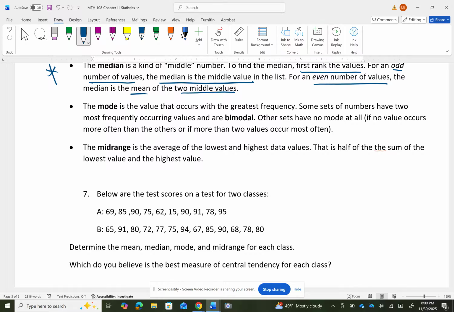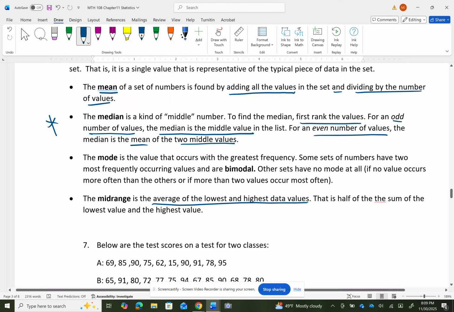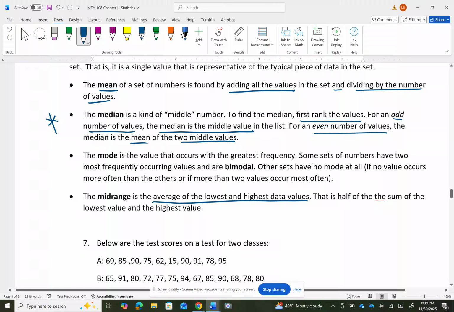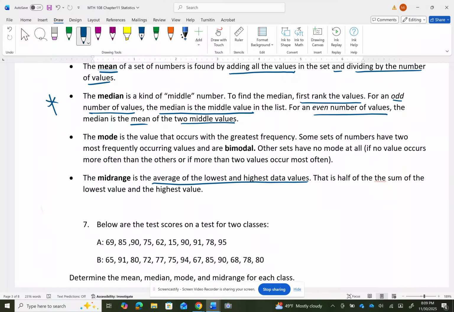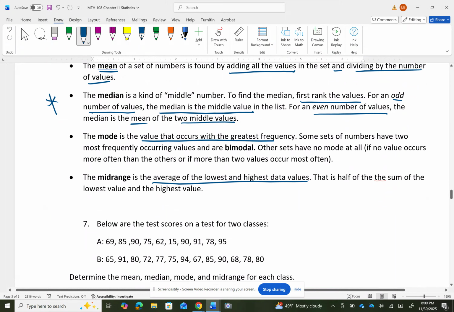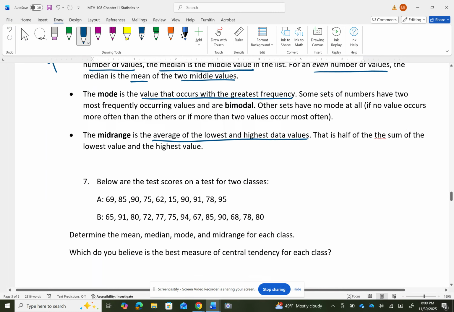And then the mid-range might be unfamiliar to you. That one's not as common. For that one, you just average the lowest and the highest data values. So mean is what you typically do to figure out your average test grade for a class. Median would be the middle number. Mode would be the value that occurs most frequently. And mid-range you would find by adding the lowest and the highest and dividing by 2.